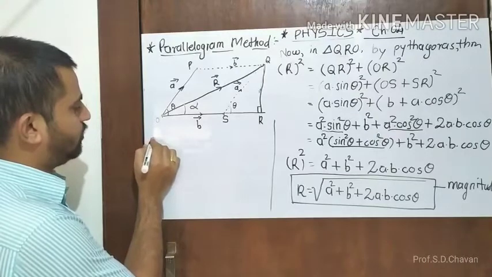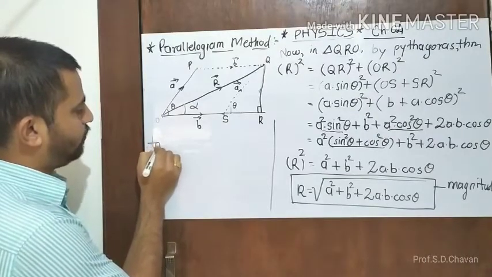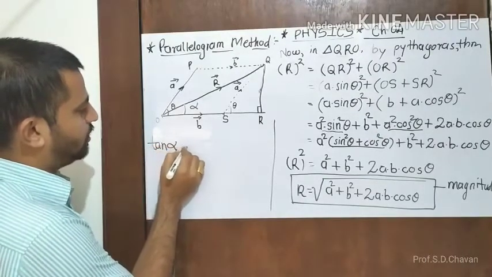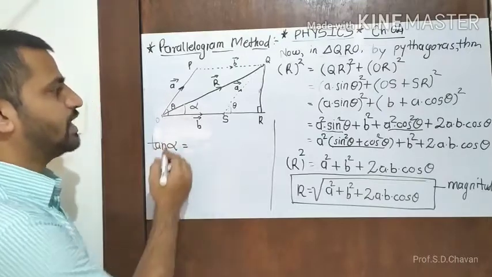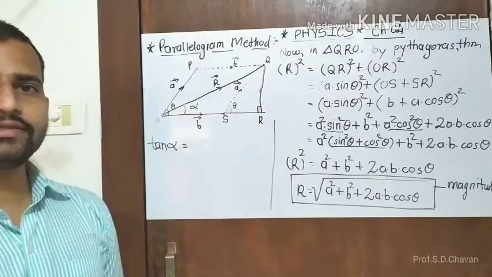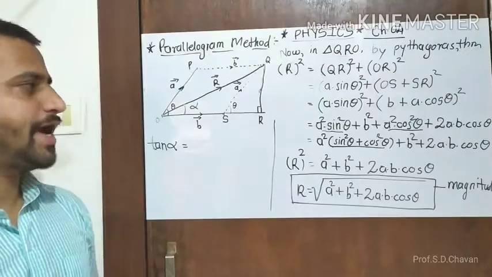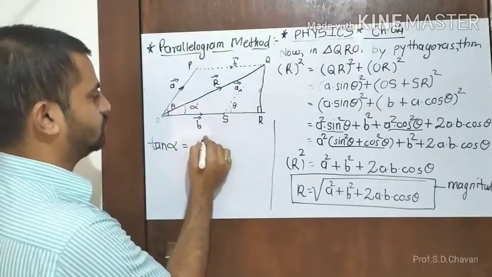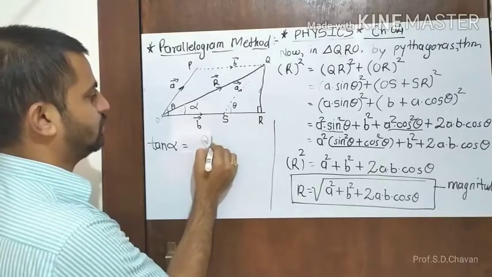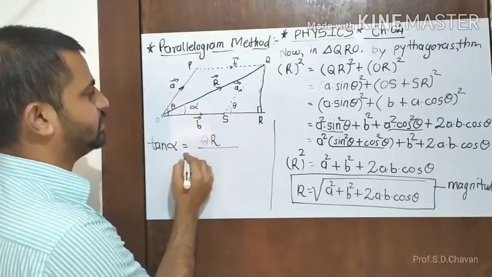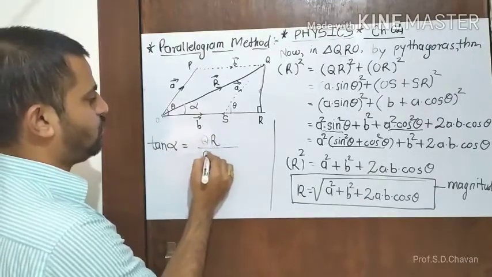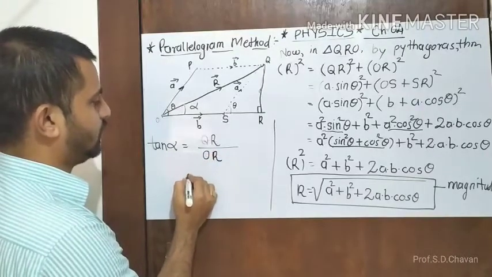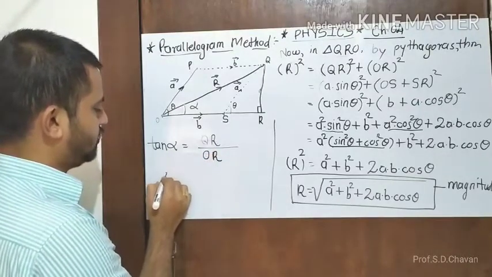tan of alpha is equal to, from the diagram, what is the tan? Tan is opposite upon adjacent. So what is the opposite side? It is QR. Upon adjacent, it is OR. So from this, what is the alpha?